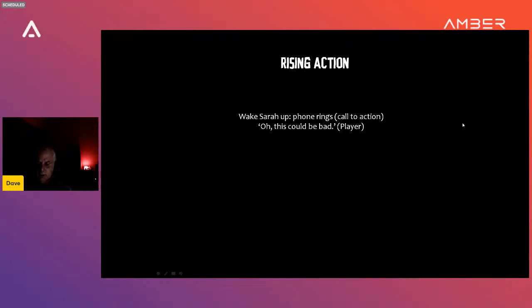Phone ringing itself prompts a response. It's like a call to action. So things like knocking at a door, phones ringing, pots boiling on a stove. All these things are like call to action cues. They require a response. They are signaling that something is about to happen and you need to respond to it. So they can cause concern, especially once we've started that rising action. And straight away the phone rings. Oh, this could be bad, says a player, just from the phone ringing.